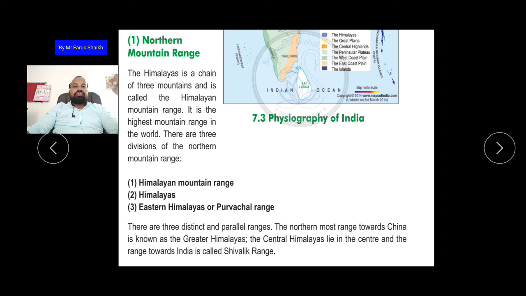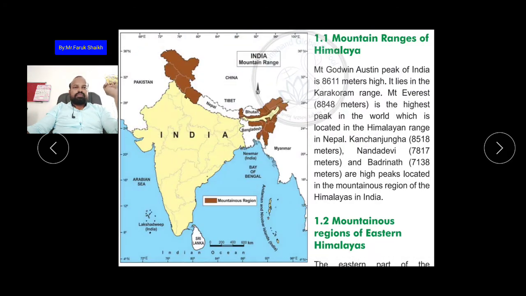The range toward China is known as the Greater Himalaya, and the range which is in the center is called the Central Himalaya. Got it? These are the three ranges of the Himalaya. Okay, Greater Himalaya, Central Himalaya, and the Shivalik Himalaya. Now, mountain ranges of Himalaya. So which mountains are there?